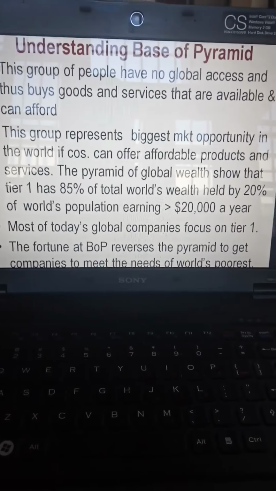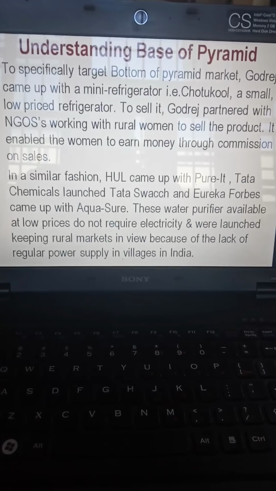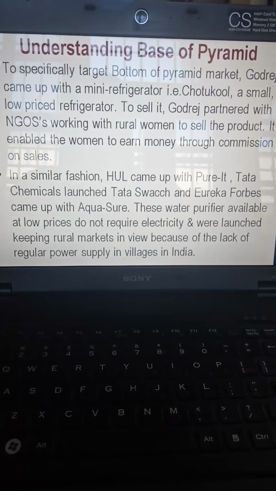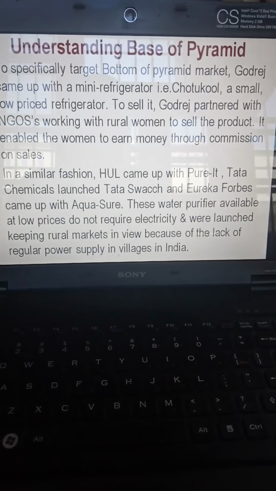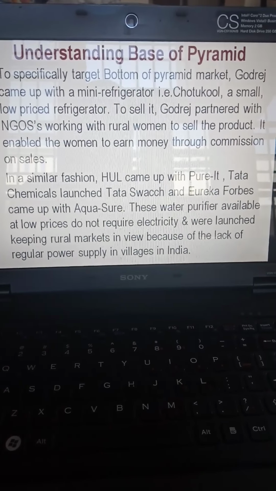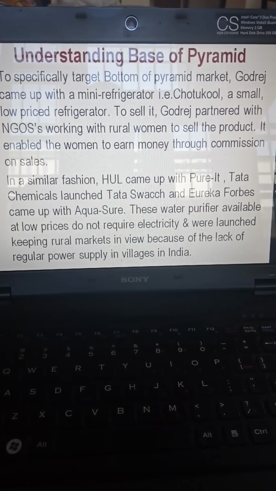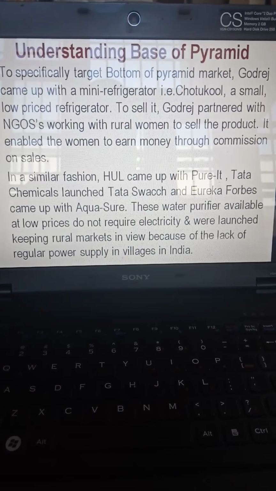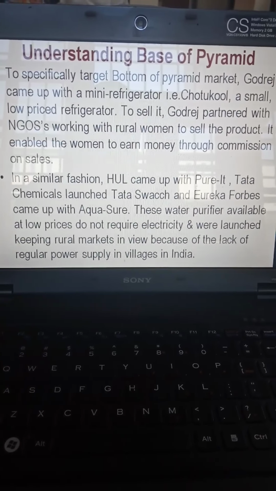The first concept came through a company called Godrej, with its refrigerators. So they produced a refrigerator for rural persons which worked without electricity. And similarly, Hindustan Unilever, Tata Chemicals, and Eureka Forbes all came up with water purifiers which were priced at a very minimum price and were operational without electricity. Now, this was the basic concept that started with the subject.